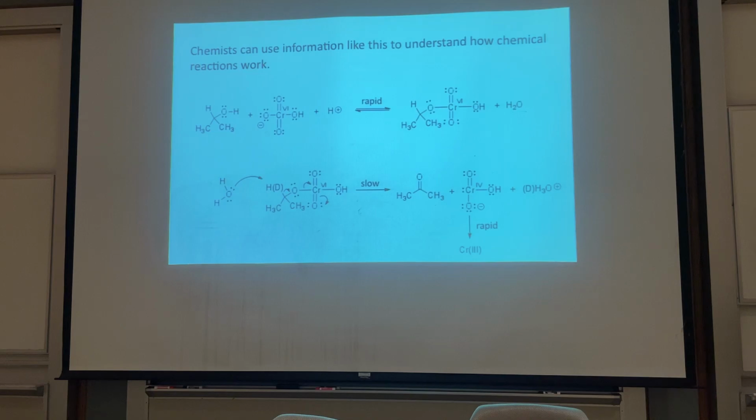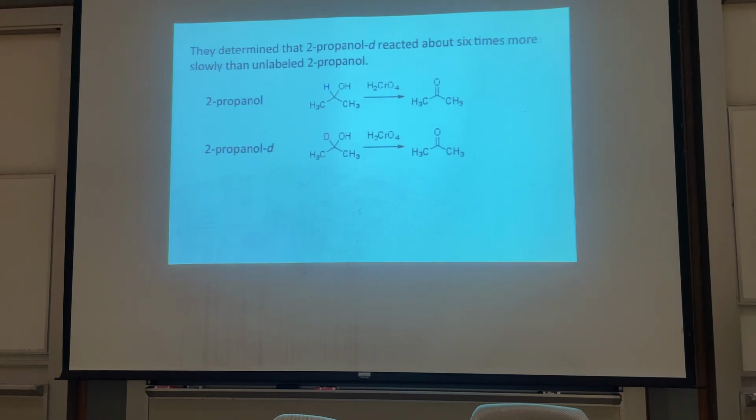Chemists can use information like this to understand how chemical reactions work. Researchers in the late 1940s, in fact, used the approach demonstrated here to confirm the slow step of the chromium-6 oxidation process. They determined that 2-propanol D reacted about 6 times more slowly than unlabeled 2-propanol.